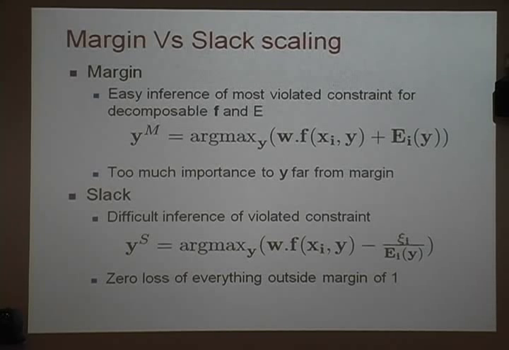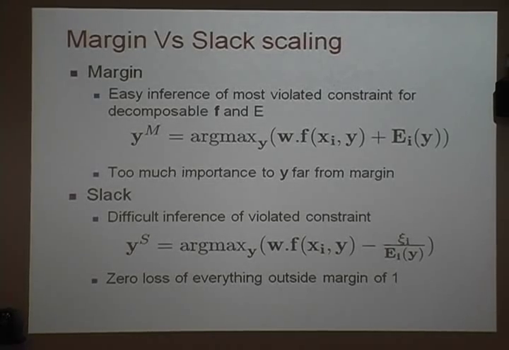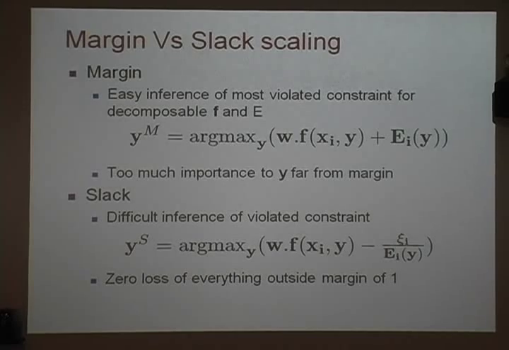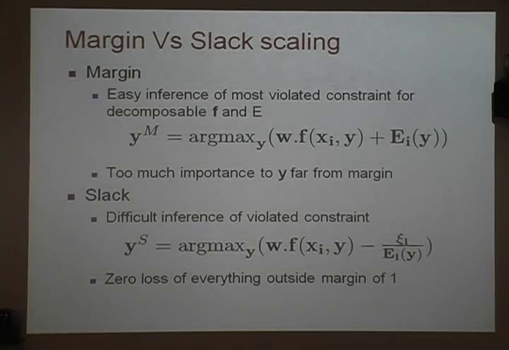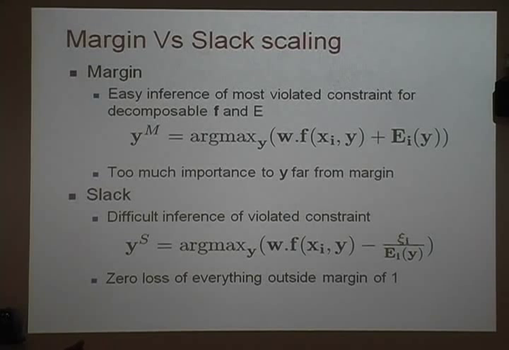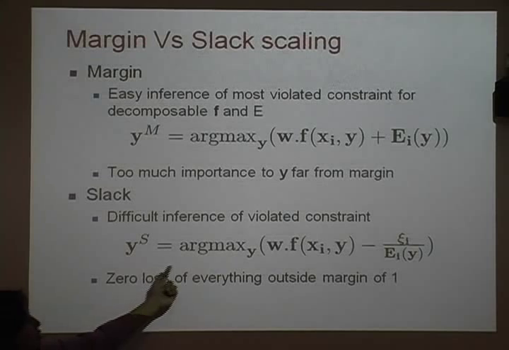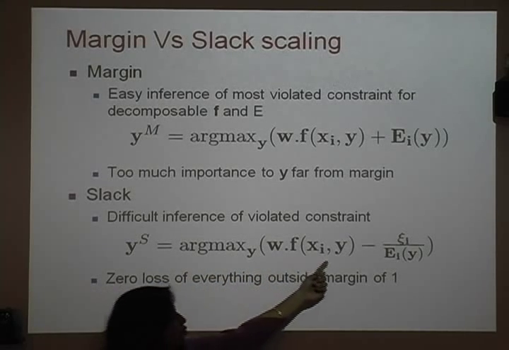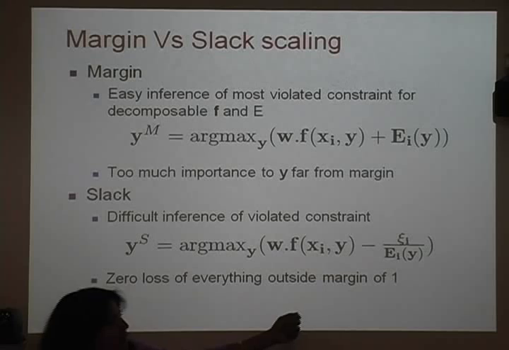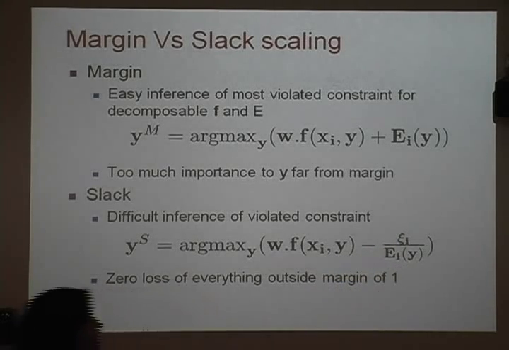So this is what is used in practice. Everybody uses margin scaling because the inference problem that you have to solve is exactly the same as the inference problem you would have to solve if you just did normal prediction of the structured model. So it easily fits into your infrastructure of inference for structured models. But when you try to use the slack scaling approach, you have to find the most violating constraint, which will correspond to finding the y for which the score minus whatever is your current value of slack at that instance t divided by the error is maximized.